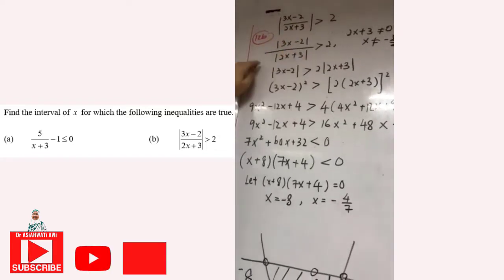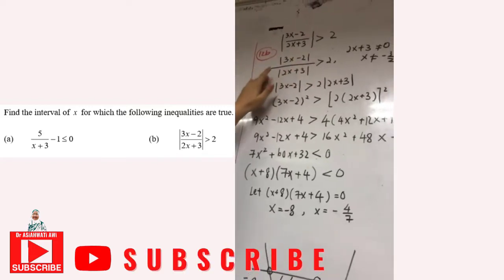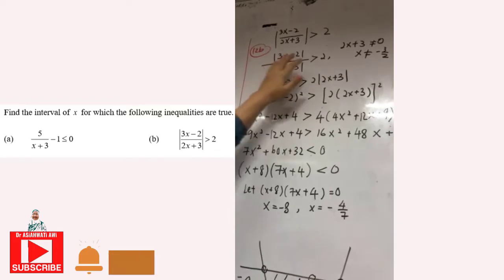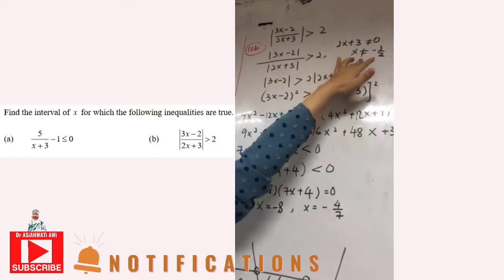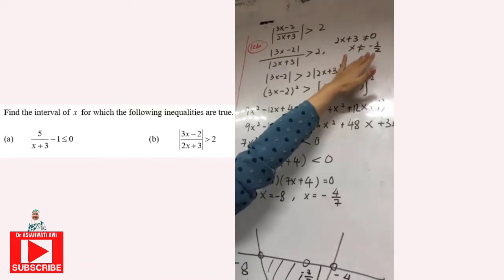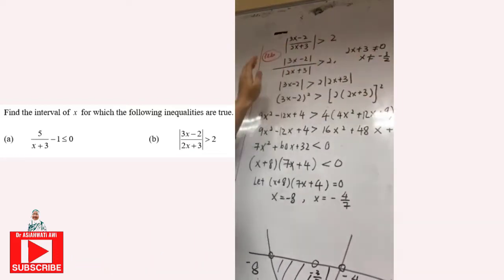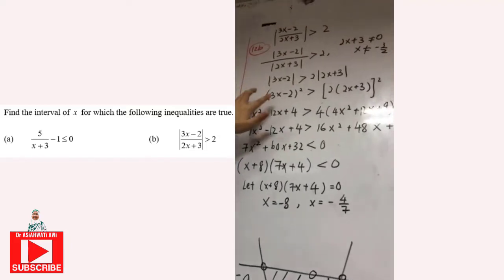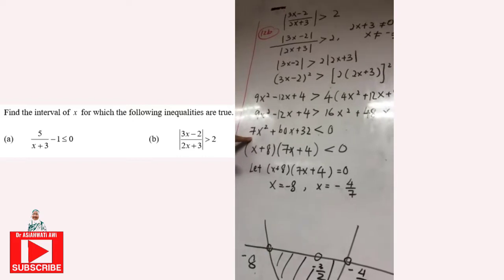So for question 12b, the given question is modulus of 3x minus 2 over 2x plus 3 more than 2. So first we separate the modulus, and before we move the denominator to the right hand side, we must write this: 2x plus 3 cannot equal to 0, so x is not equal to negative 3 over 2. So we square both sides, then we get this inequalities.